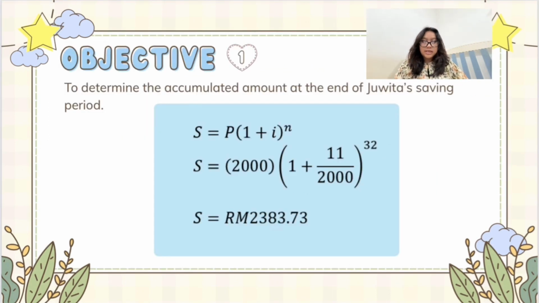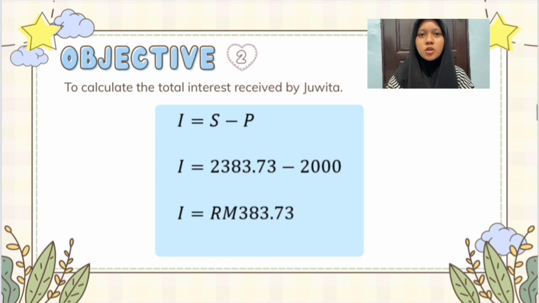For the first objective, we need to determine the accumulated amount at the end of Juwita's saving period. For this calculation, we need to use the formula S equals P multiplied by 1 plus I, to the power of N. S equals 2,000 multiplied by 1 plus 11 over 2,000, to the power of 32. So the total of our S is 2,383 ringgit 73 cents.